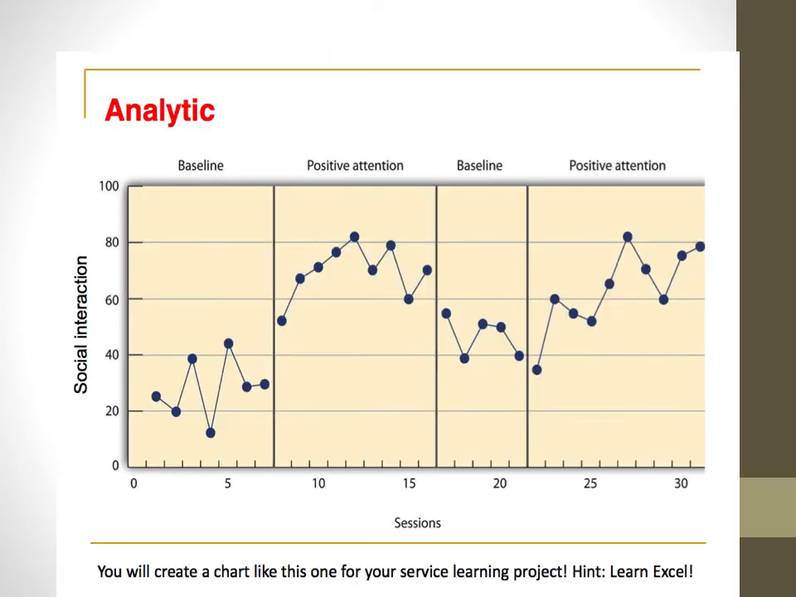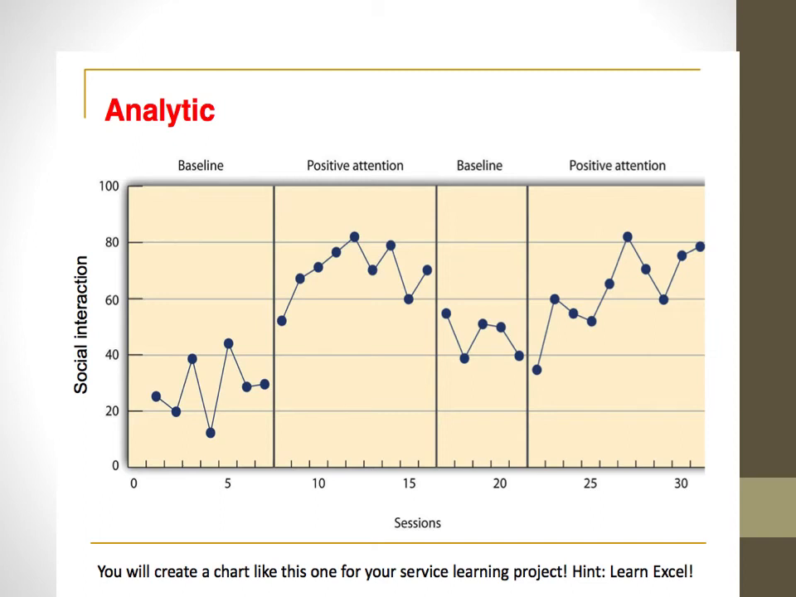This is an example of AB design. A phase is always baseline. B phase is the intervention. So this researcher had 1, 2, 3, 4, 5, 6, 7 baseline sessions before she introduced the intervention, which is positive attention.